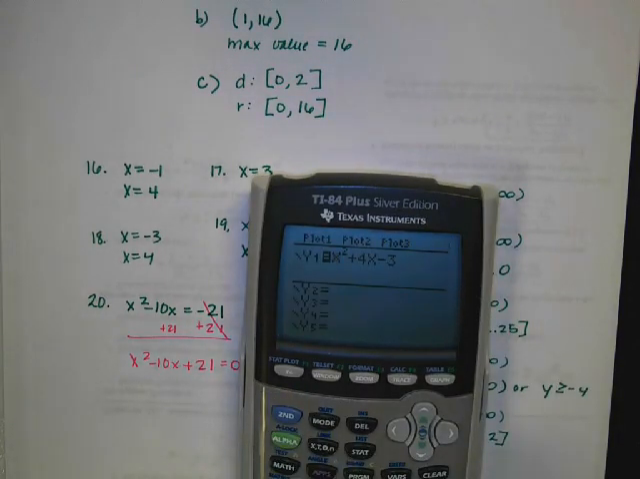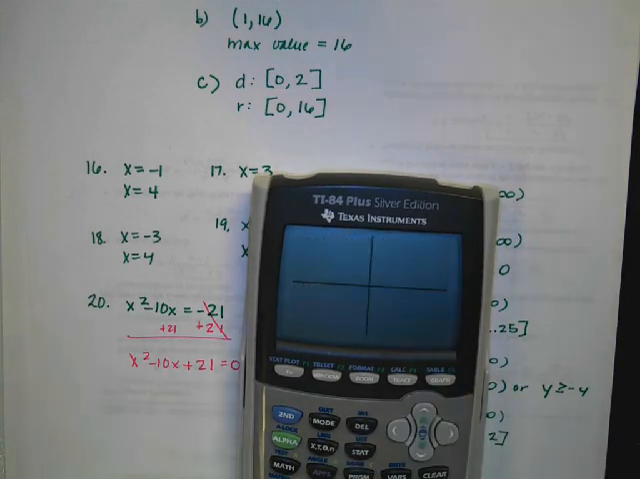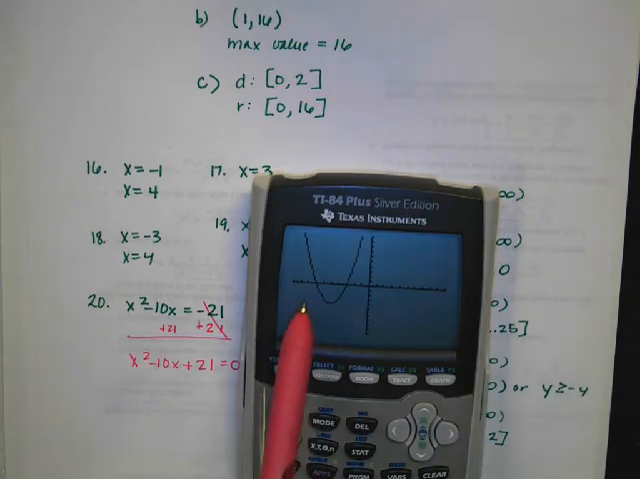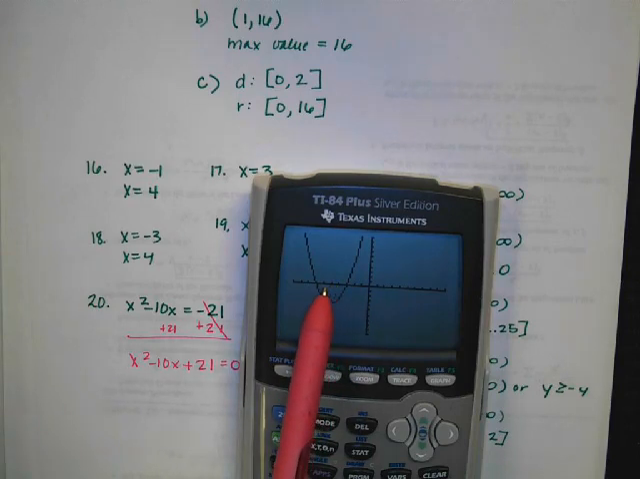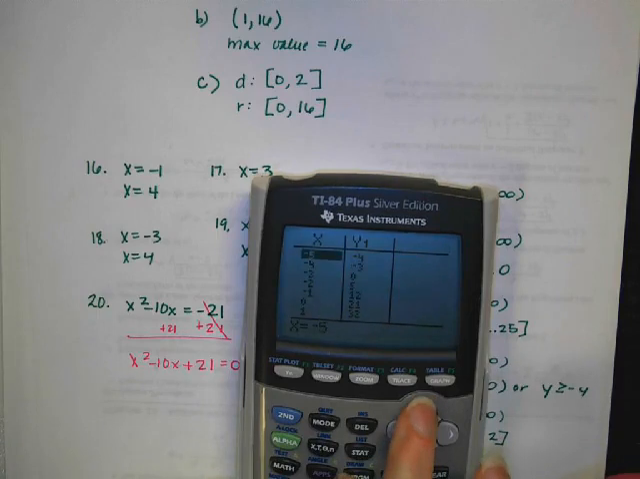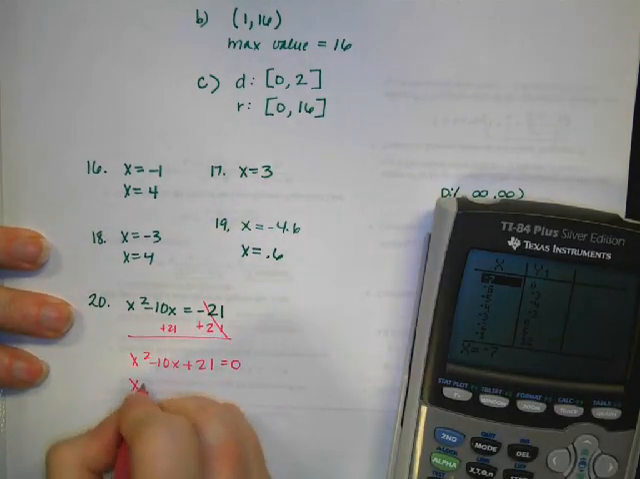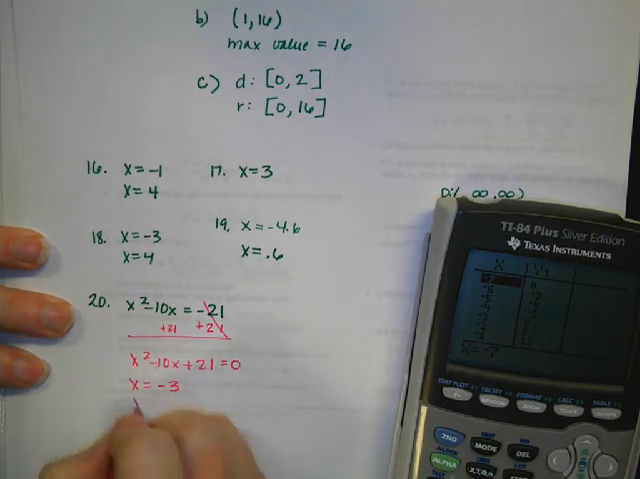So x squared plus 10x plus 21, and graph. All right, looks like I've got some exact values again. It looks like negative 3 and negative 7. So I'm going to my table. There's negative 3 and negative 7. So x equals negative 3 and x equals negative 7.